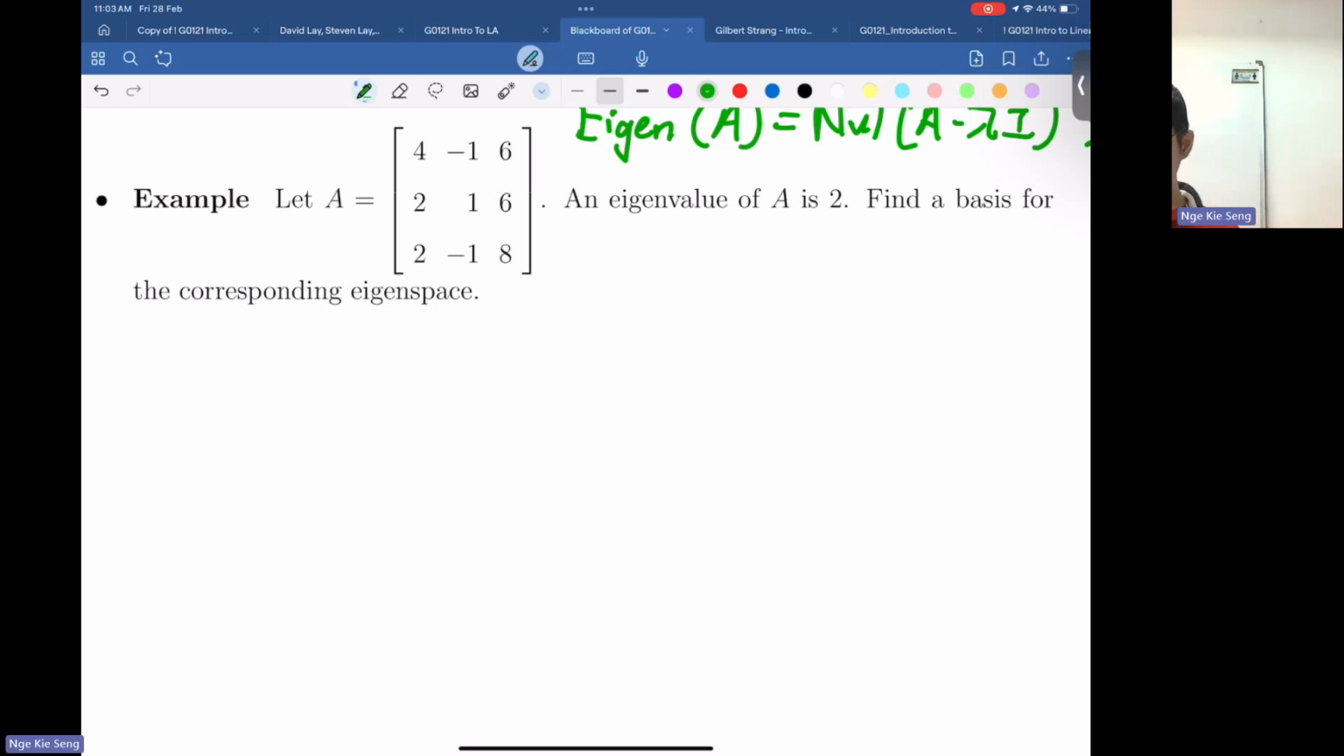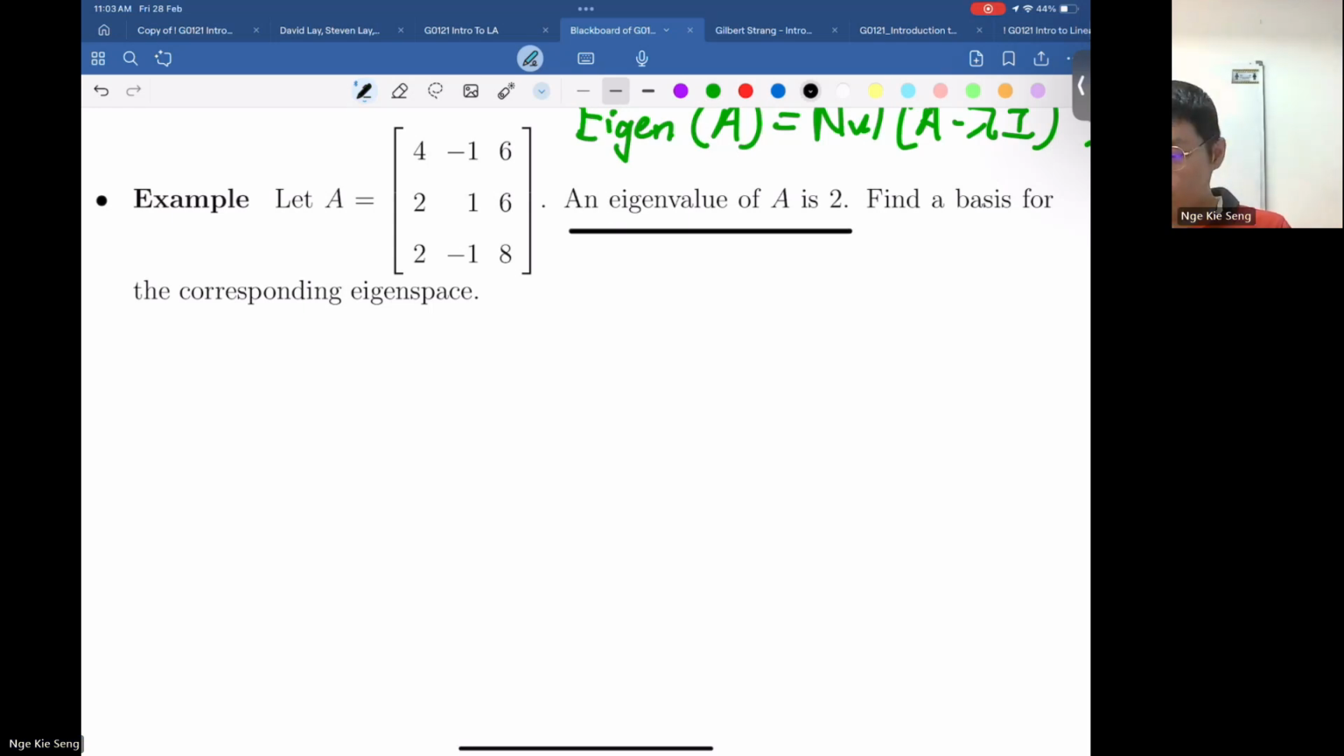Okay, so let's decode what this question is asking. Let A be a 3 by 3 matrix, so we have a square matrix here, and we can try to find whether there's an eigenvalue or eigenvector. One piece of information it gave you is that an eigenvalue of A is 2.